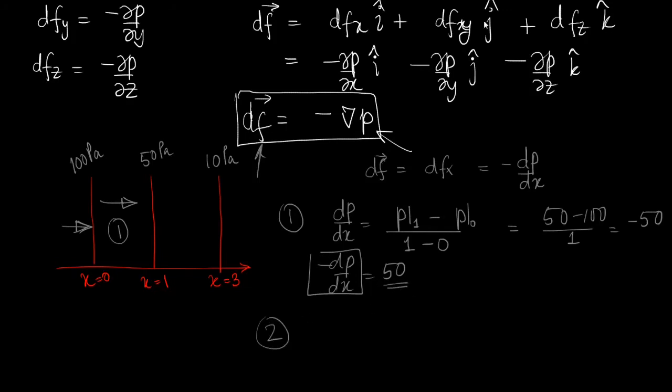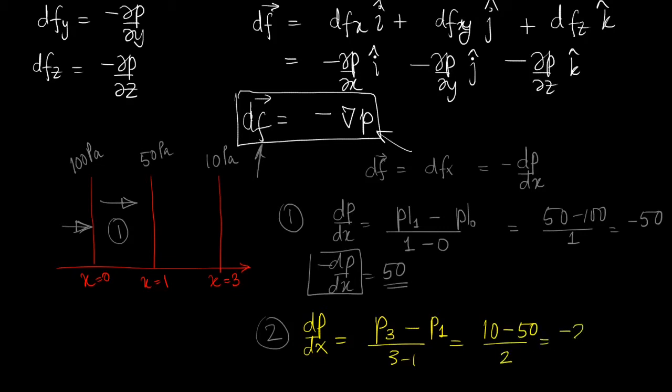What about cell 2? In cell 2 we have dP/dx as P at 3 minus P at 1 upon 3 minus 1. Essentially it is 10 minus 50 upon 2, so minus 20. But minus dP/dx in cell 2 will be equal to 20, meaning in this particular cell the force acting on a fluid element is 20 acting in the positive direction. So minus dP/dx is sort of the direction from a higher pressure to a lower pressure.